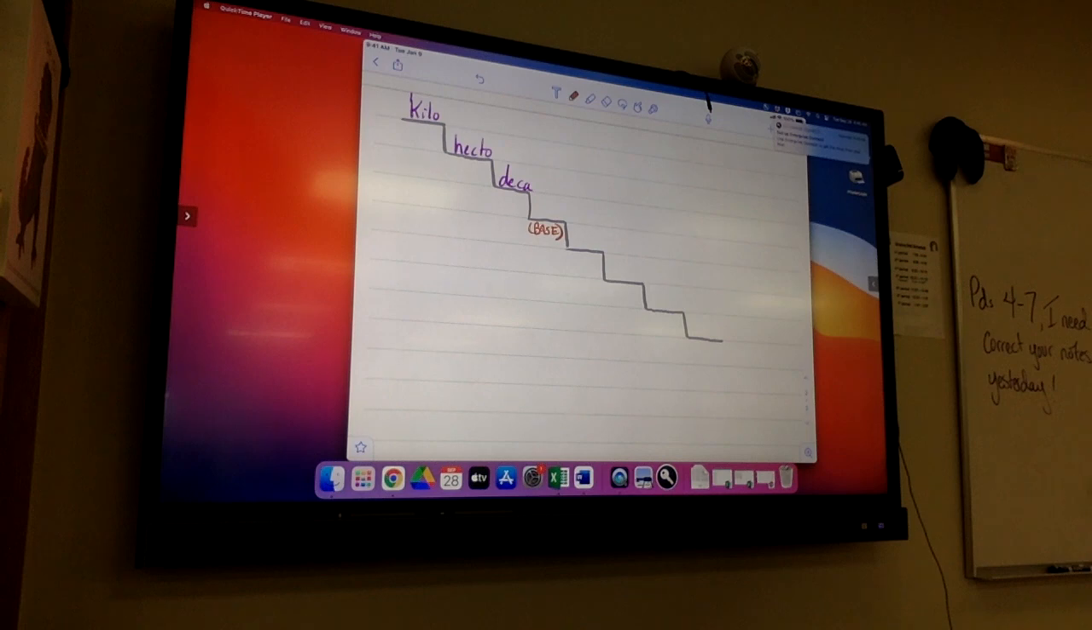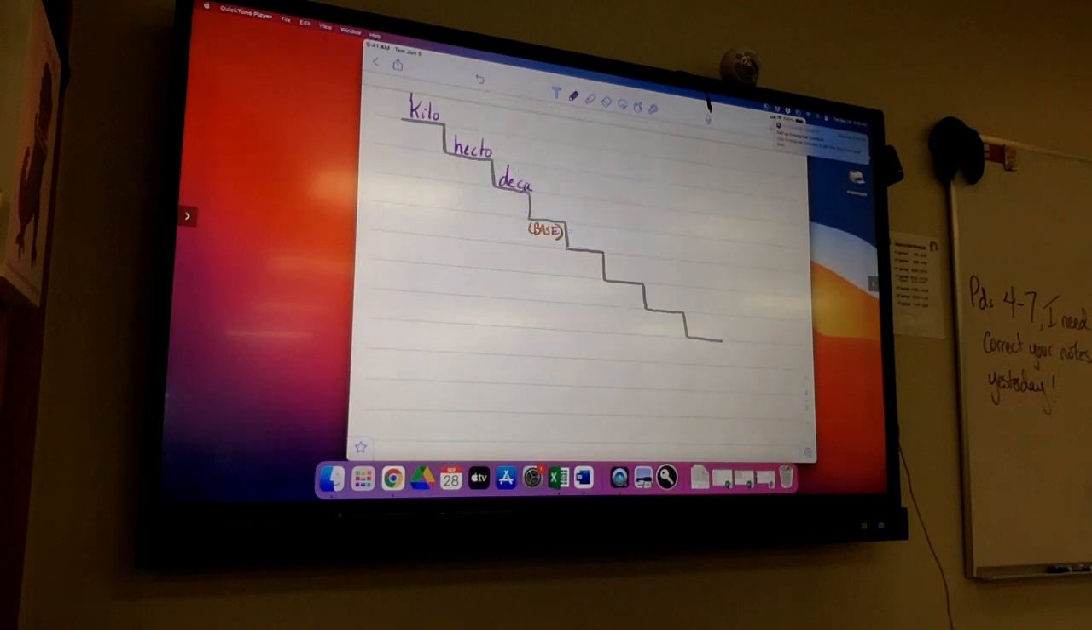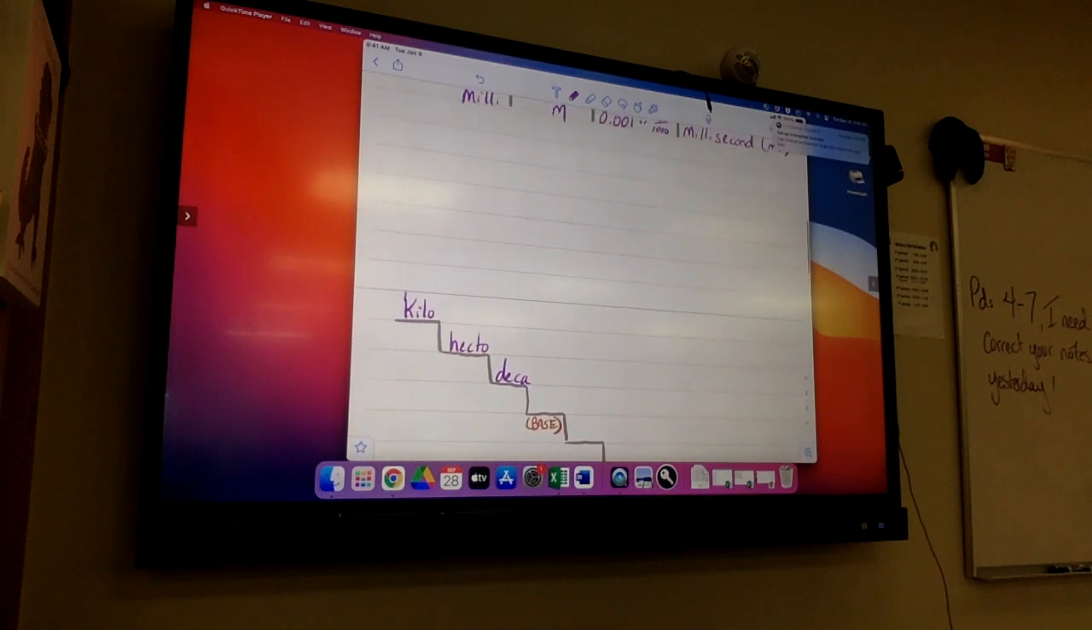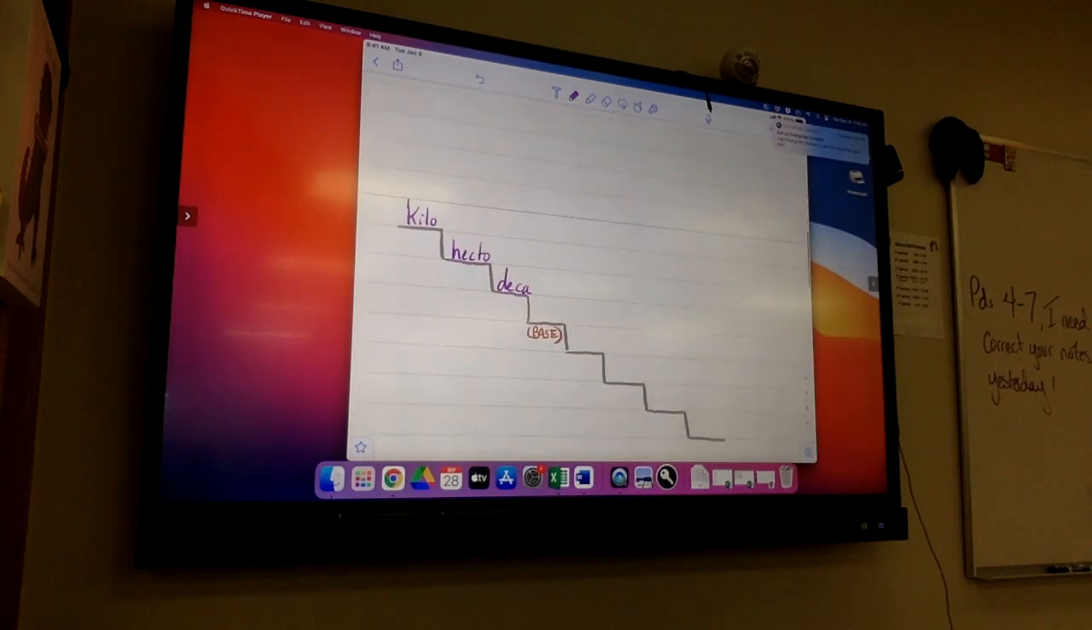Oh, where'd it go? Where'd my little toolbar thingy go? Oh no. Oh no. I can't do anything. View. That's not it. Where did my toolbar go? I'm so upset.